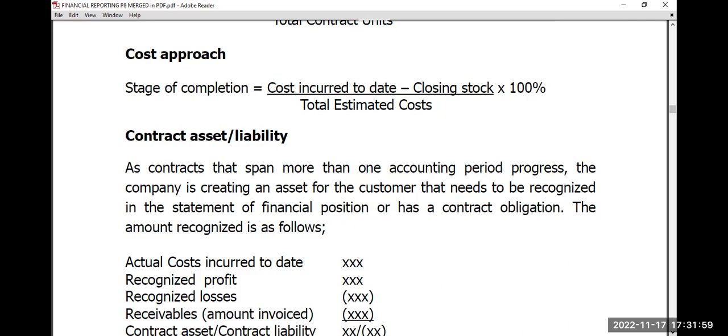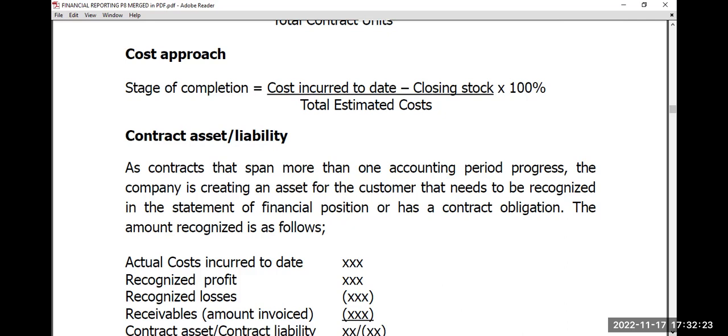Those are basically the ways we determine the stage of completion, which we can use to get to know how much we can ask from the person who has given us the contract. That's basically how we can determine that.